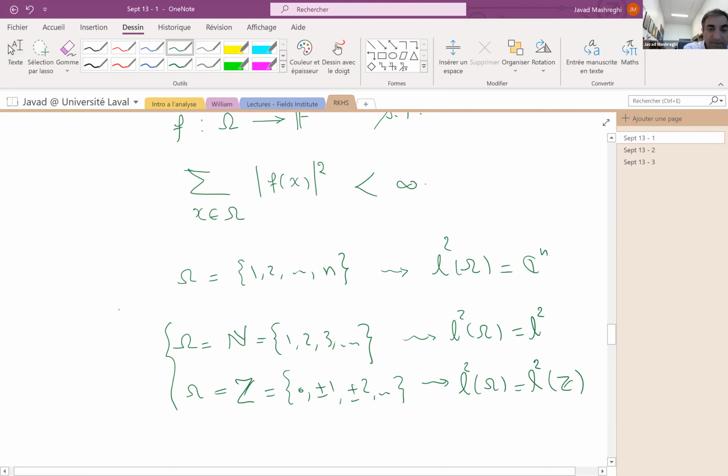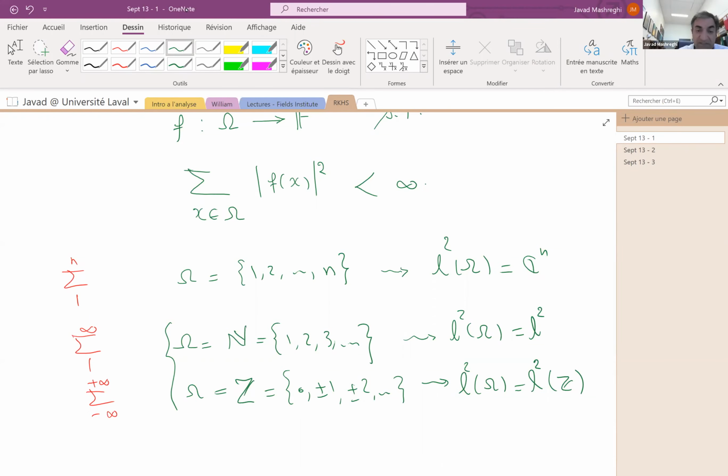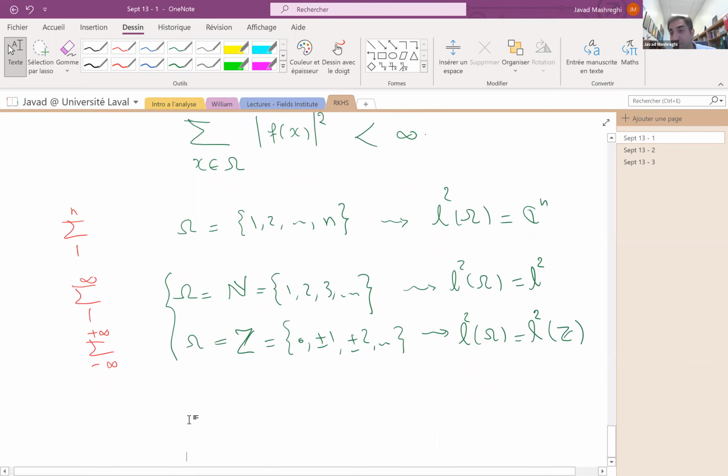So let me write here three different cases. Here, the sum is from 1 up to n. The second case, the sum from 1 to infinity. And the third case, from minus infinity to infinity. These are the cases that we have seen before. These series we have seen before, and we are familiar with them. Maybe some of you haven't seen this before. What happens if omega is not countable? For example, what do we do if omega is equal to R? Then what does this mean?